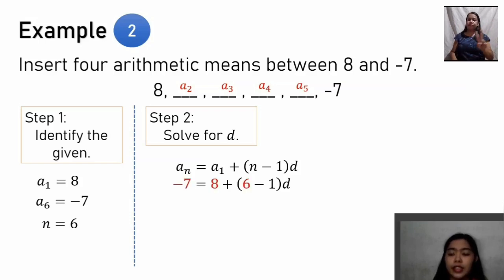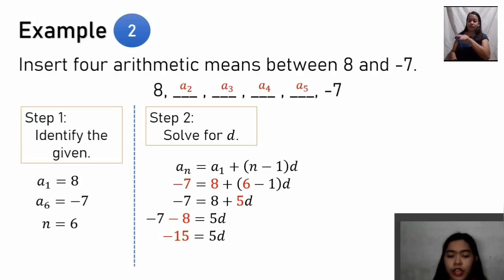So a sub n here is negative 7. A sub 1, or the first term, is 8. n, or the number of terms, is 6. Simplifying 6 minus 1, we will have negative 7 equals 8 plus 5d. Then, negative 7 minus 8 equals 5d, which will result to negative 15 equals 5d. To get the value of d, or the common difference, we divide both sides by 5. So negative 15 divided by 5, that is negative 3. Therefore, our common difference here is negative 3.